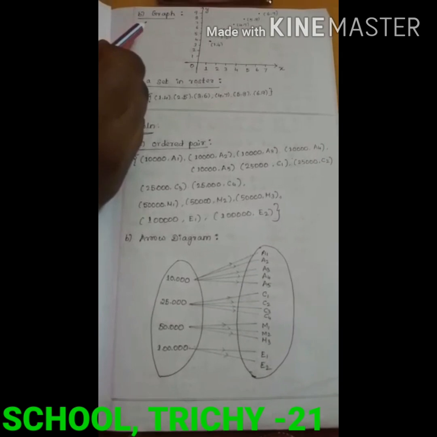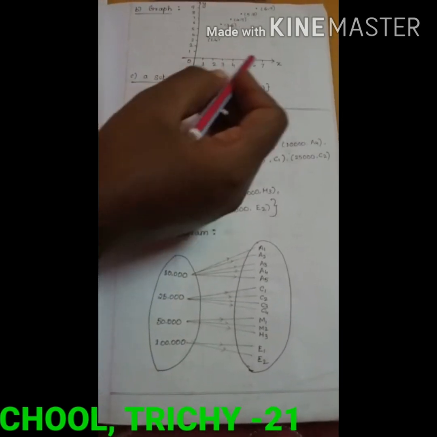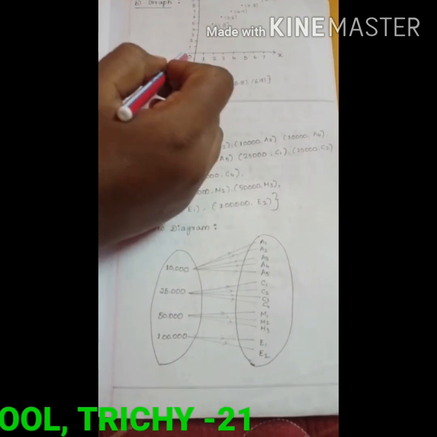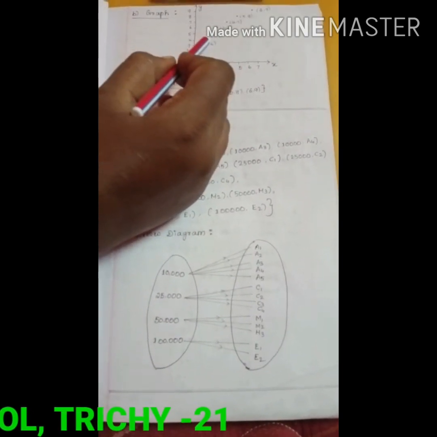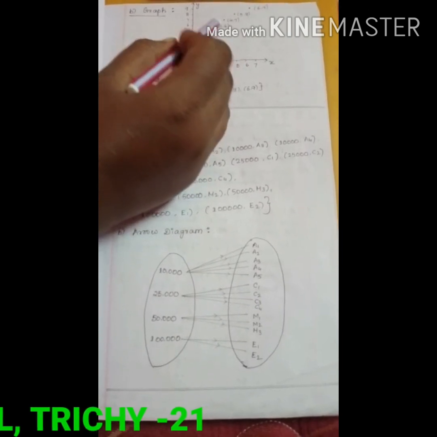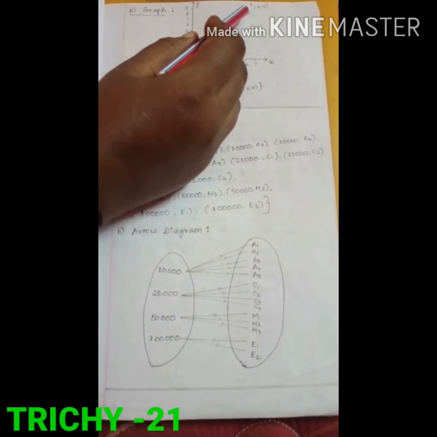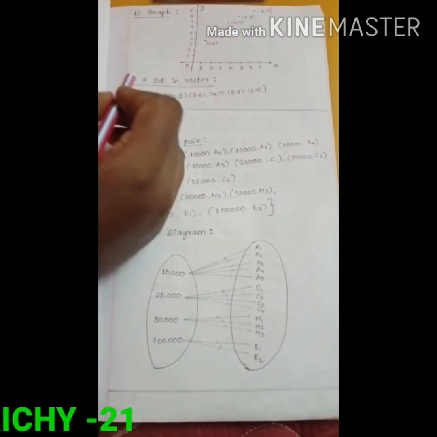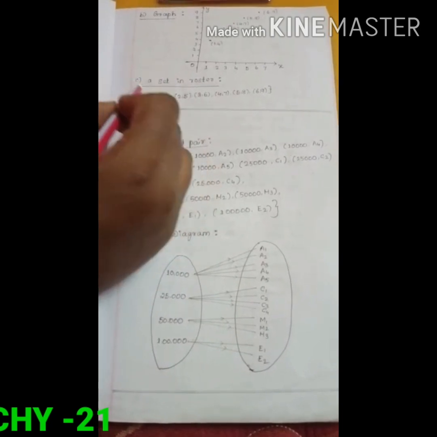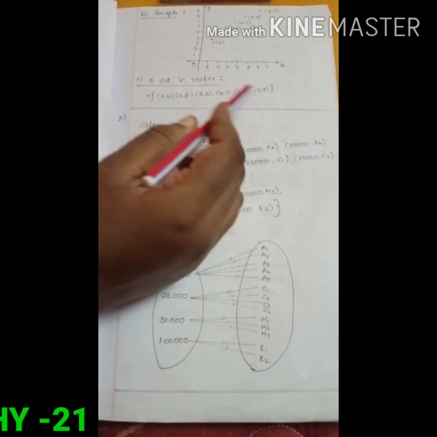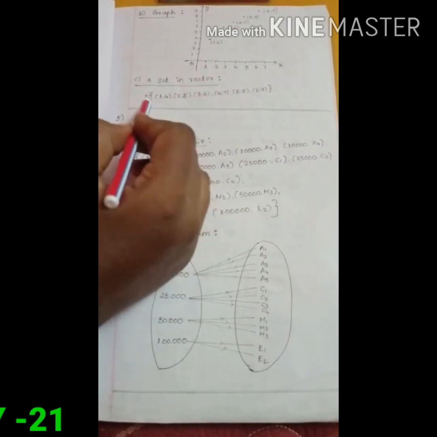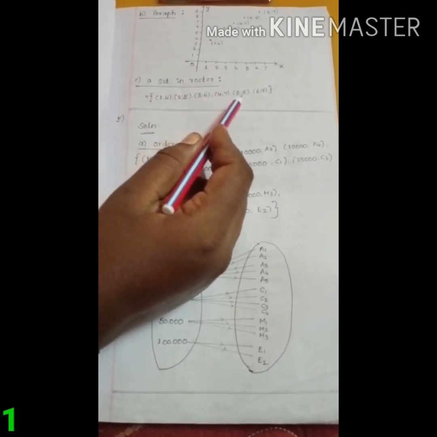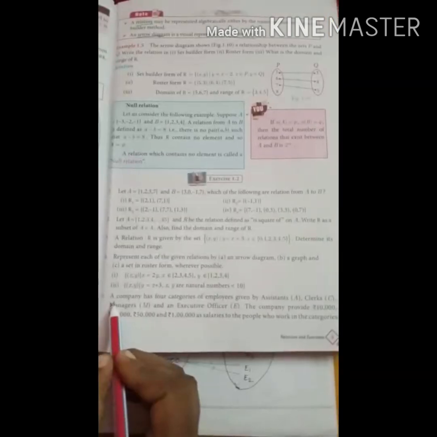Next one, how to draw the graph. We have the x-axis, we have the y-axis. Here we put the points 1, 4; 2, 5; 3, 6; 4, 7; 5, 8; 6, 9. All the ordered pairs are plotted in this graph. The next one, a set in roster form. A set in roster form is written within brackets. The set of ordered pairs is {(1, 4), (2, 5), (3, 6), (4, 7), (5, 8), (6, 9)}.